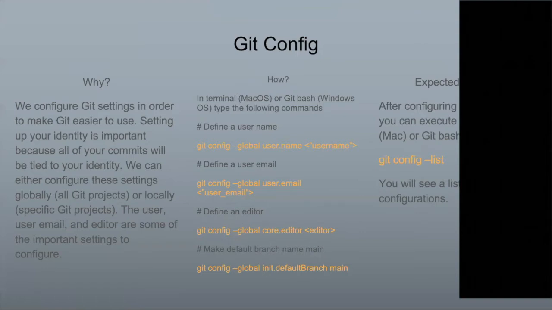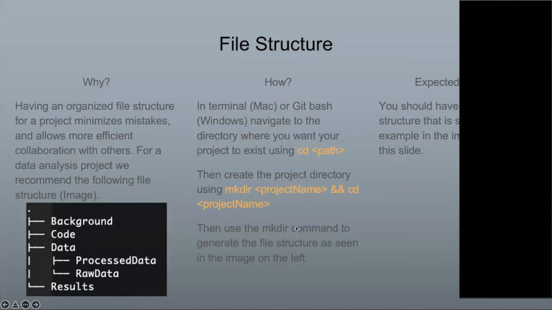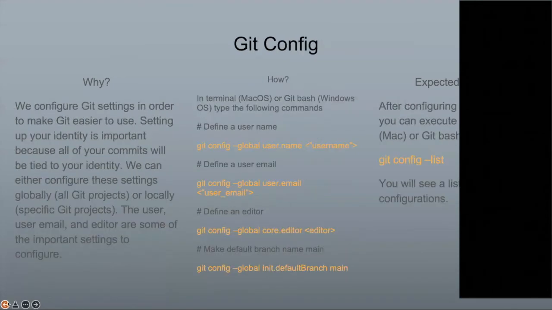I would recommend using Nano or VS Code. If you're on Windows, you can use Notepad. So I would change the Vim to that editor, and that would be this line of code over here, and you would select your editor. Anywhere there are the less than and greater than signs, those are variables that you would have to input into the command. These commands will go into either Git Bash or the terminal in Mac OS.